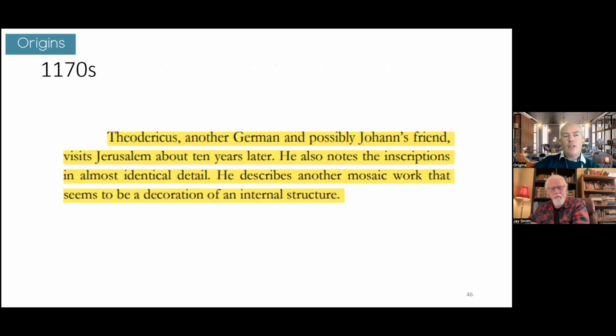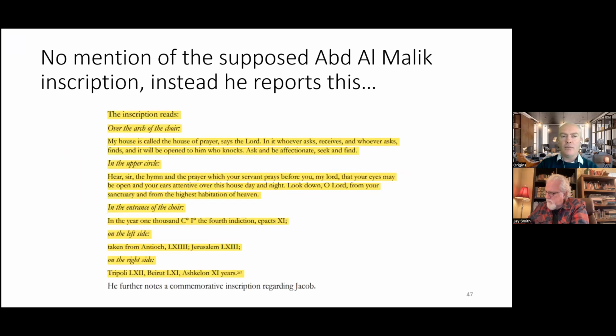So in the 1170s, Theodoricus, another German and possibly Johann's friend, visits Jerusalem about 10 years later. He also notes the inscriptions in almost identical detail, so that's good corroboration. He describes another mosaic work that seems to be a decoration of an internal structure, but yet not quite anything to confirm what exists today. There's no mention of the supposed Abd al Malik inscription. Instead, he reports this.